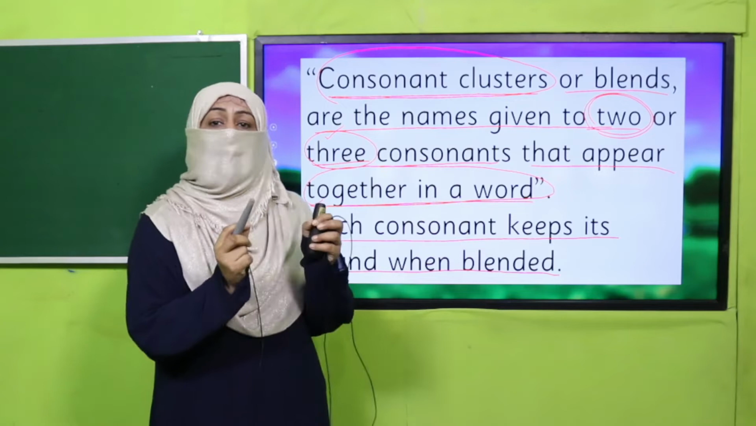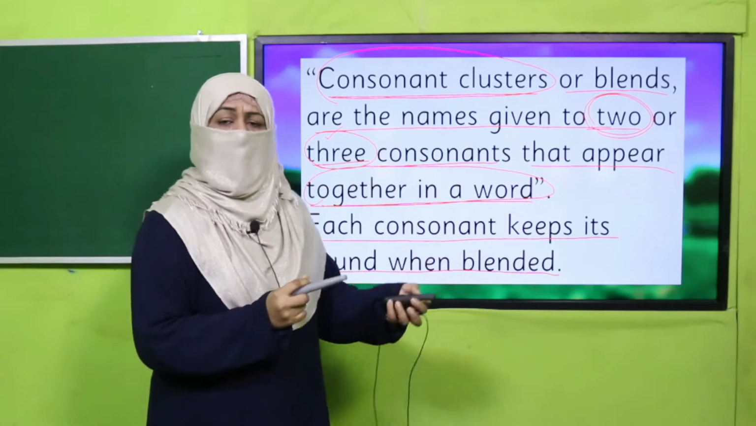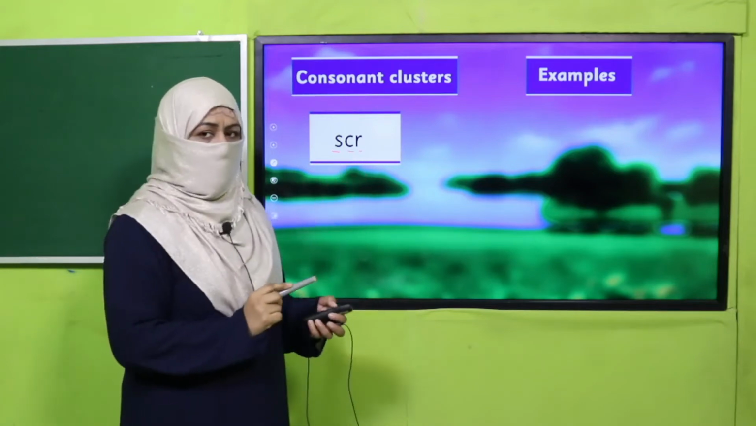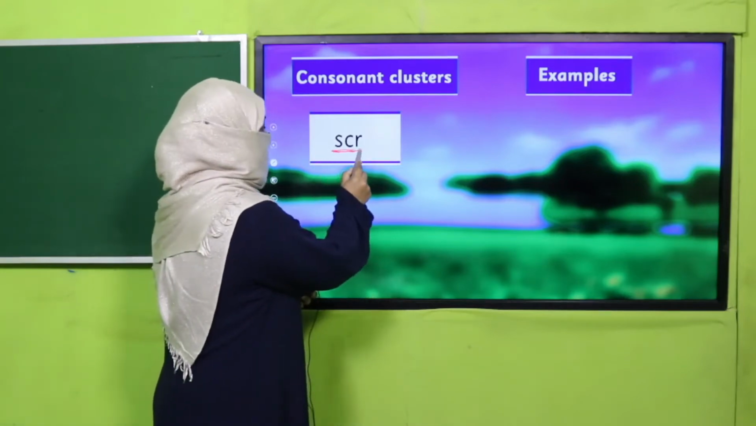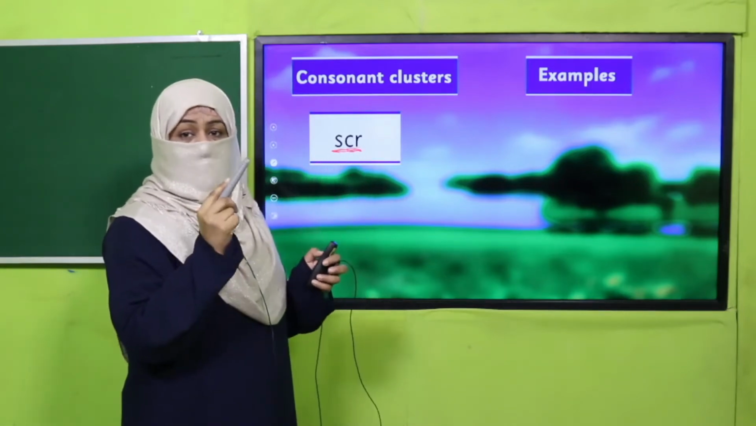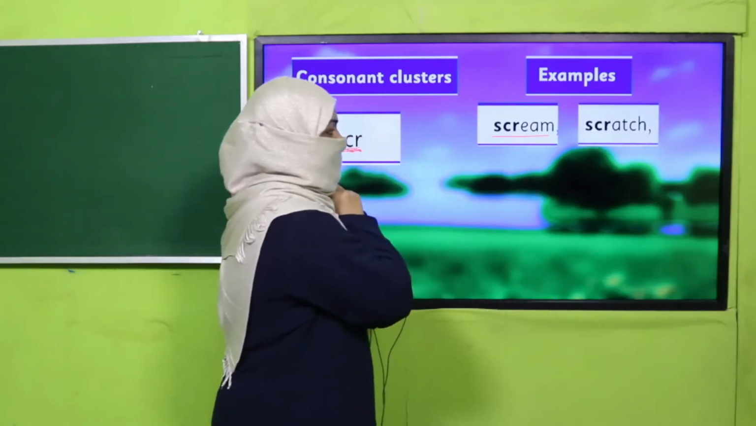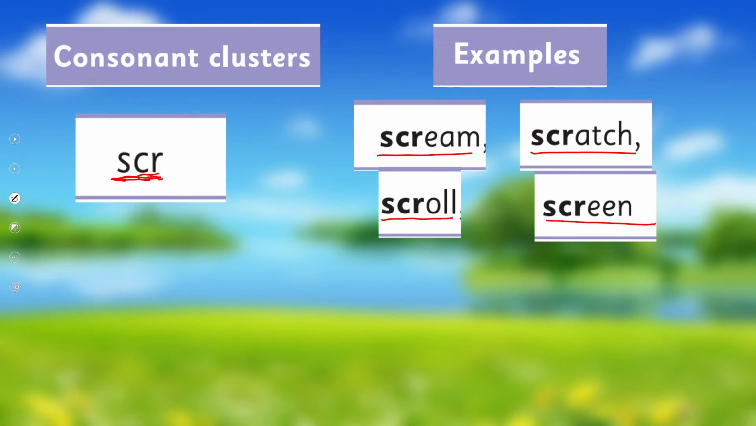And how are we going to say it? We will blend all 3 sounds together and pronounce them together. Right? Now see: S, C, R. All 3 are consonants, so we are going to blend their sounds. We know the sounds, and how do we say it in a word? Scream, scratch, scroll, and screen. Now you see these 3 consonants in all these words are coming together and we are blending their sounds because they are a consonant cluster.